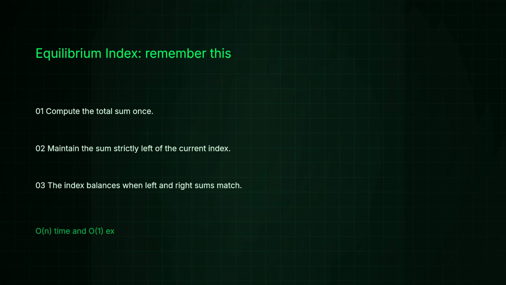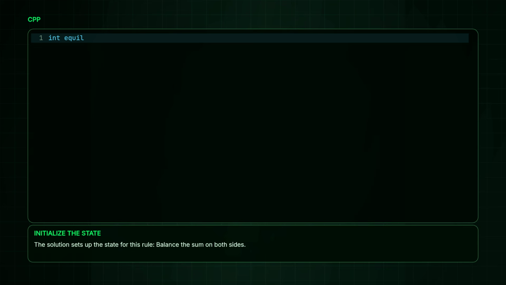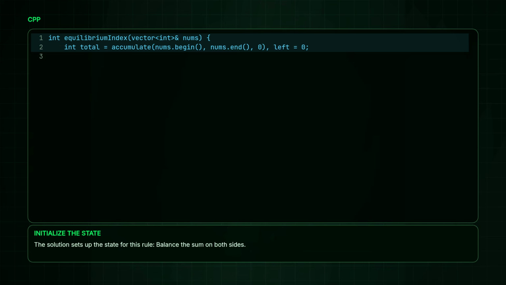O of n time and O of 1 extra space. The solution sets up the state for this rule. Balance the sum on both sides.